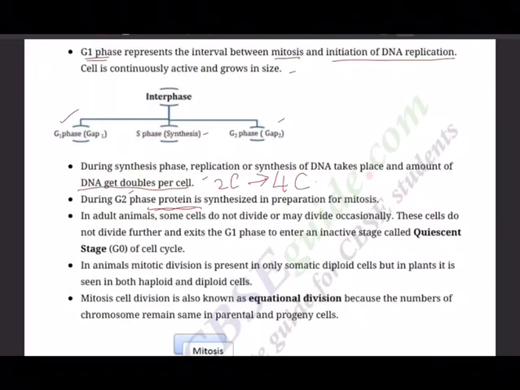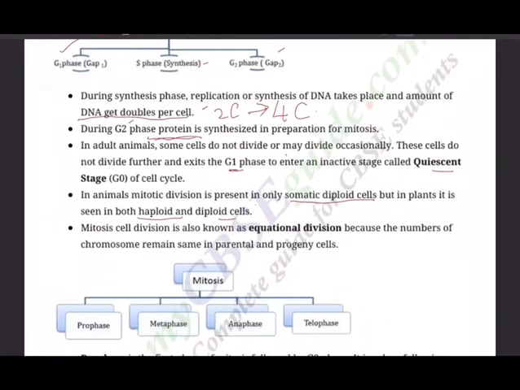In adult animals, some cells do not divide or may divide occasionally. The cells do not divide further and exit G1 to enter the quiescent G0 phase of the cell cycle. In animals, mitotic division is present in only somatic diploid cells, but in plants it is seen both in haploid as well as diploid cells. Mitosis cell division is also known as equational division because the numbers of chromosomes remain the same in parental as well as progeny cells.